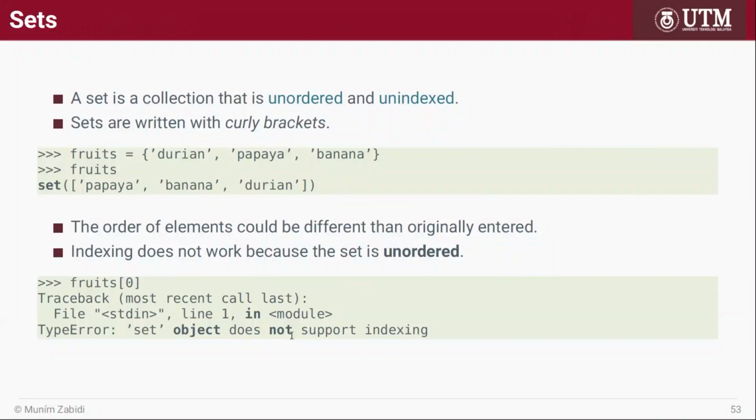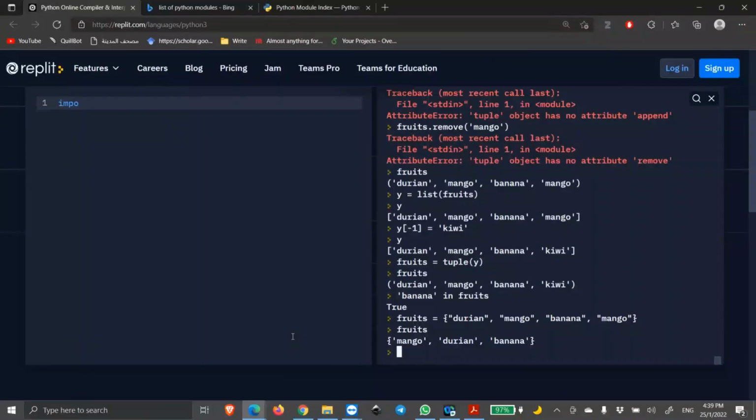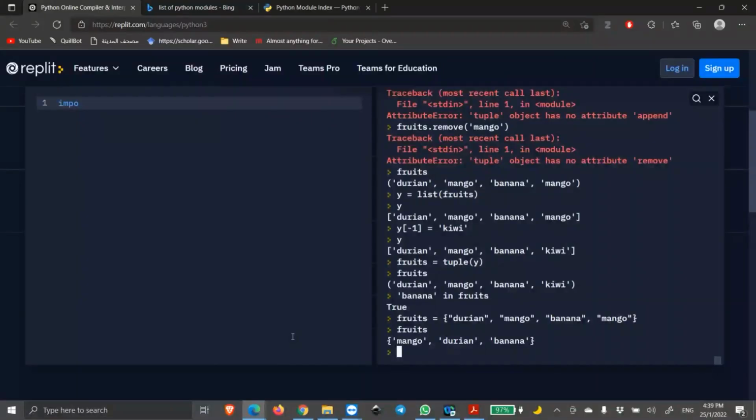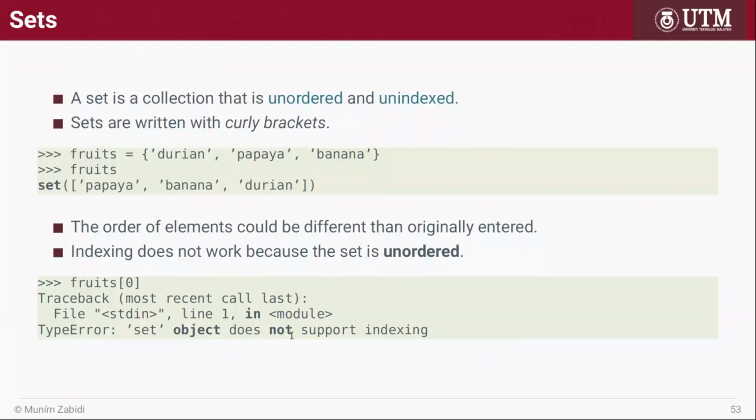But it doesn't say set like that. Yeah, I have to update my notes. This is from an older version of Python. Not that old, it wasn't done 10 years ago. So Python is changing. So yeah, this one is better. Because the curly brace is there, you know that it is a set. The order of elements could be different than originally entered.